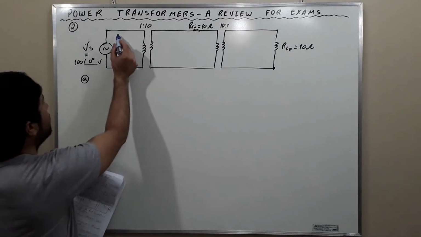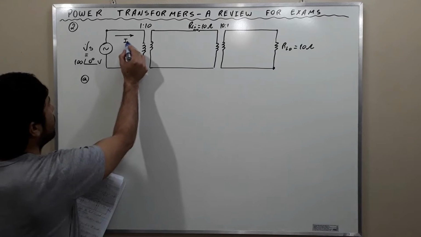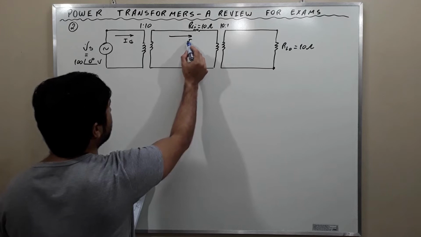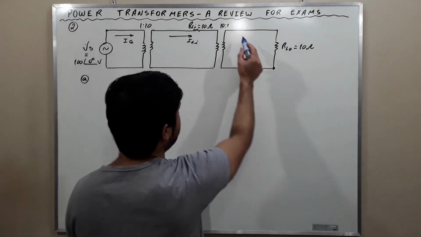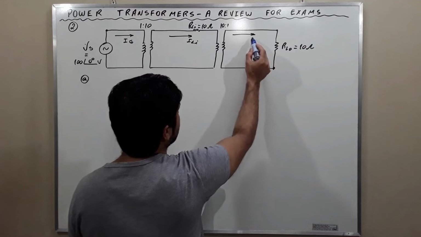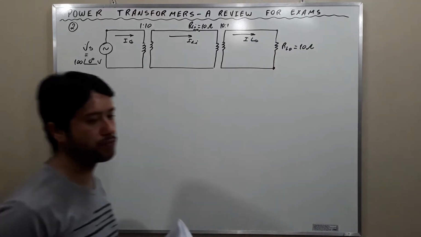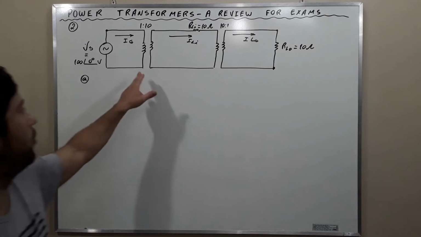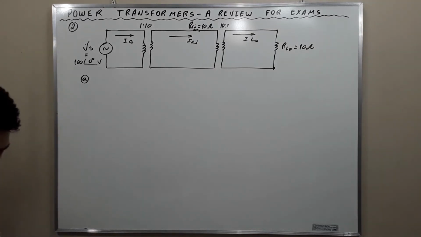This is the current of the generator. This is the current of the line. And this is the current of the load. And now we need to measure the importance of putting transformers in power systems, and we are going to assess whether we can greatly diminish power losses along cables when we use power transformers.